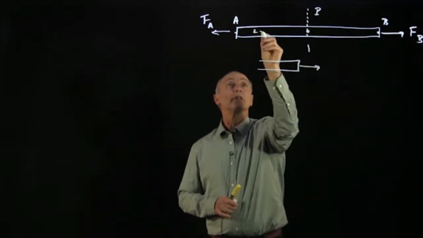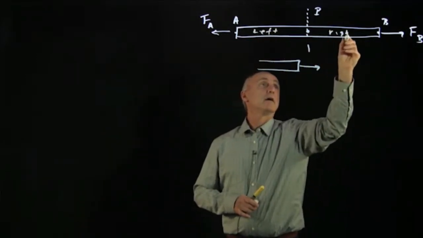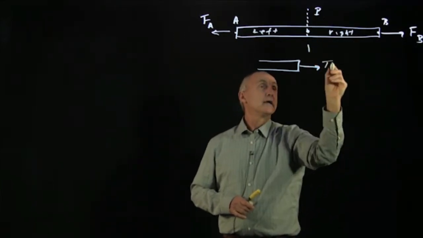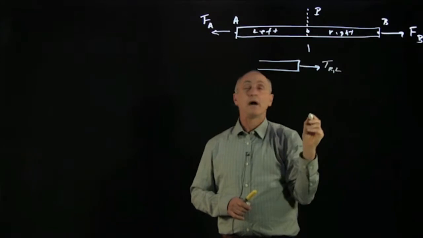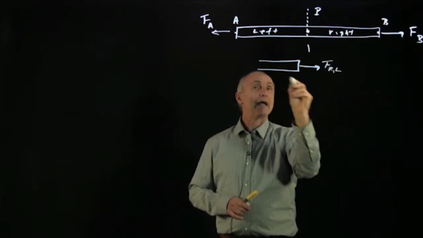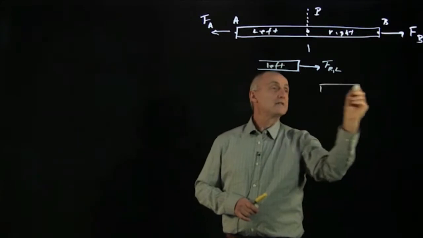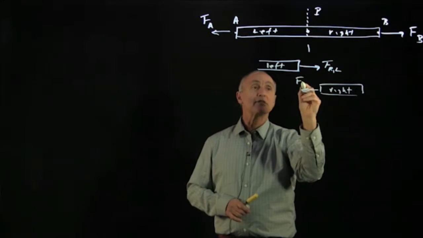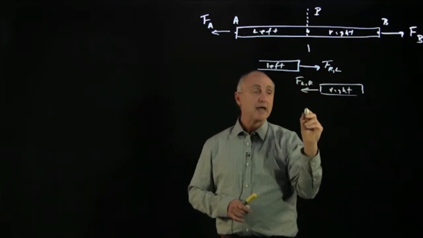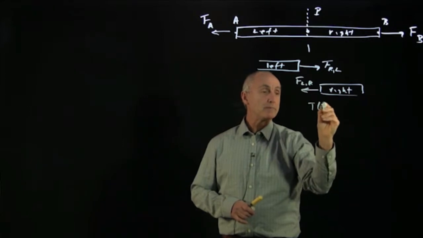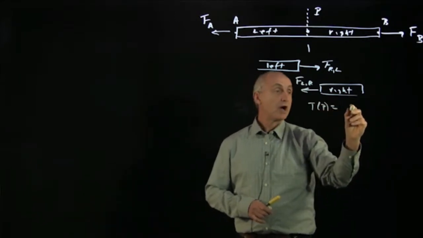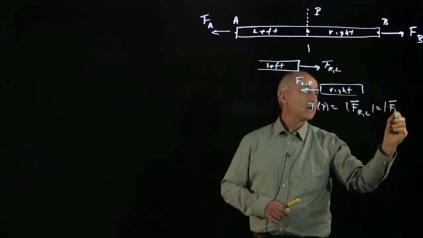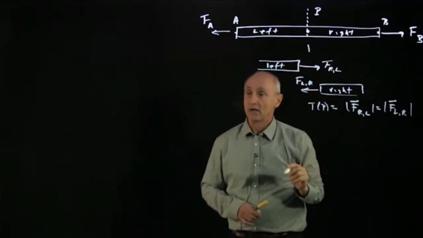Here, if we call this the left side and this the right side, then the right side of the rope is pulling the left side of the rope by some force F. And the right side is being pulled by the left side. And what we defined the tension at the point P to be was the magnitude of this action-reaction pair. And that's how we define tension at a point inside a rope.